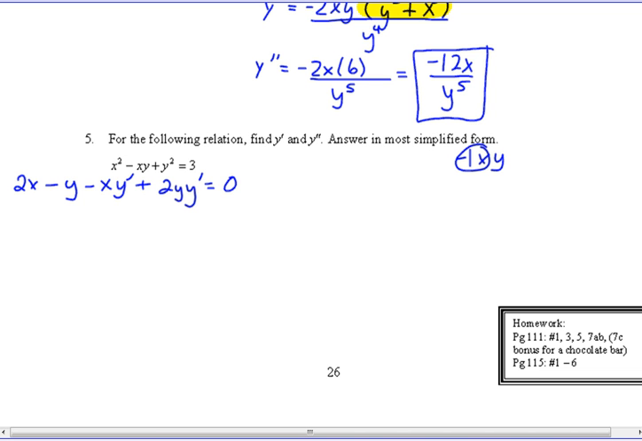Okay, so let's get all the y primes on one side. I like to go straight to factoring out the y prime. So factoring out the y prime of these two, we have 2y minus x, and I'm moving 2x minus y to the other side. So I'm going to write that as y minus 2x. You with me? So we brought these guys to the other side, factored out the y prime from those two.